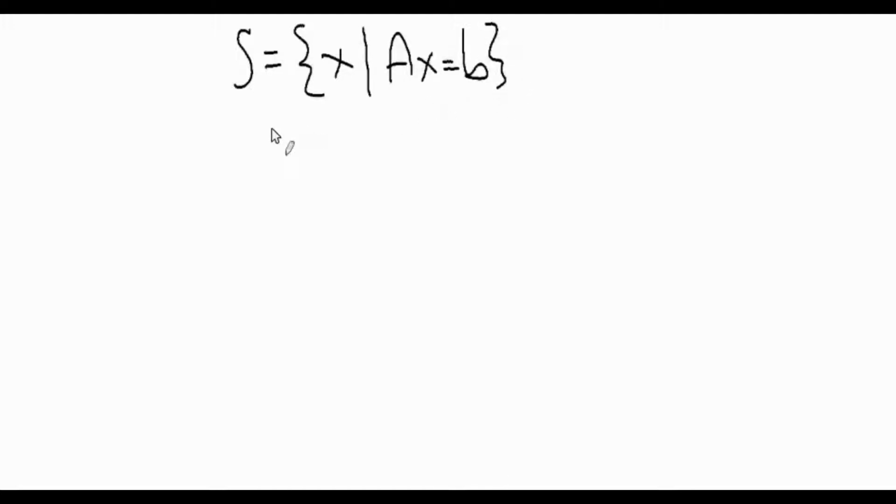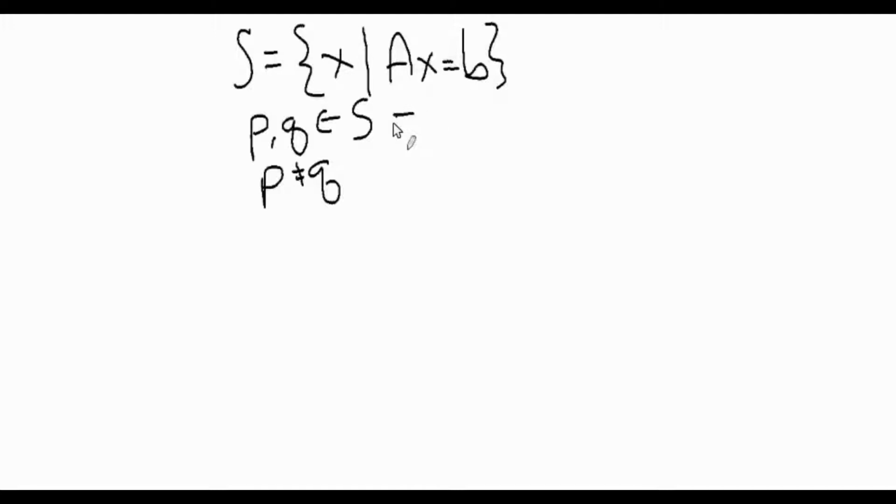The problem starts out with a statement that there's some set S, and it is defined to be the set of all x such that Ax equals b. And we also are given that p and q, which are vectors, are elements of S, and that p and q are distinct. They're not equal to each other.